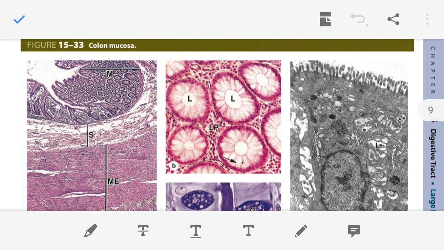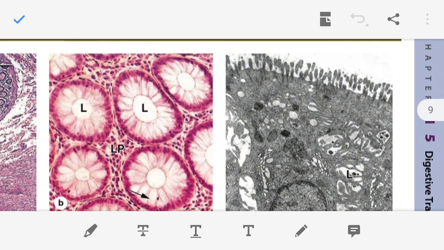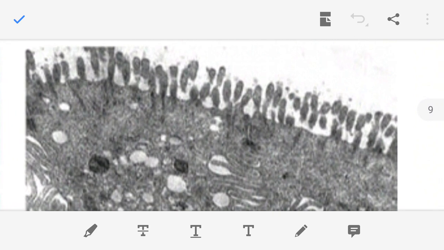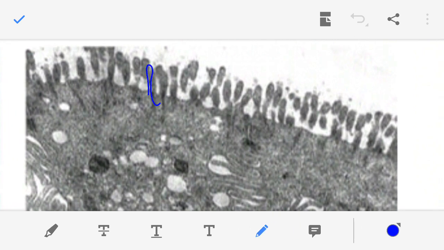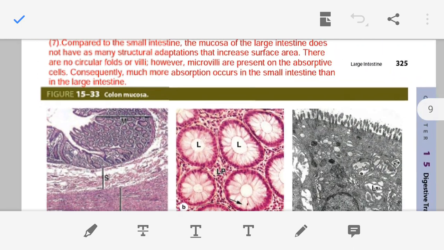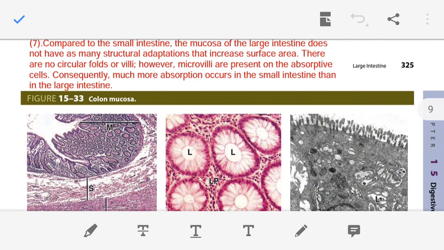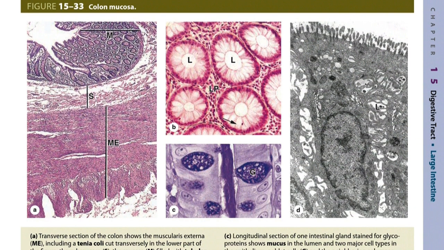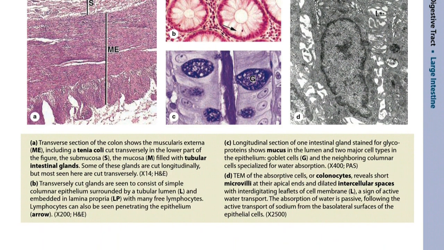So here this cell is the absorptive cell. This is the plasma membrane, and you see on the surface there are so many microvilli present. So I am showing you this figure. If you are interested, you can go through this figure. Histology.